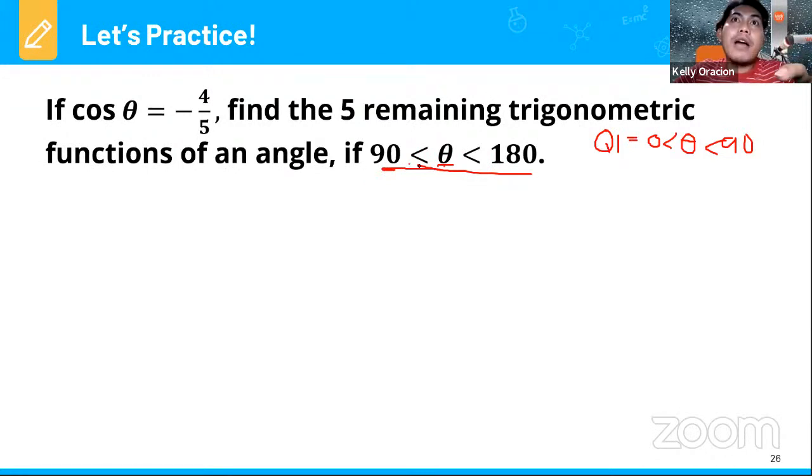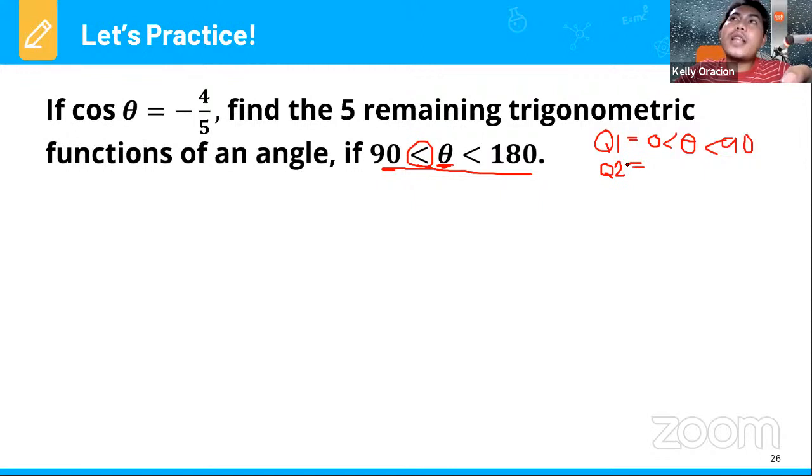Baka sabihin niyo mali ako kasi ang pagbasa ko nito is greater than. Actually, that's correct kasi sa gitna man ako nag-start magbasa. So that's how you are going to read this one. It's theta is greater than 90 but less than 180. So do not correct me if ang pagbasa ko is greater than, because I read this inequality na nag-start sa gitna. But anyways, let's continue.